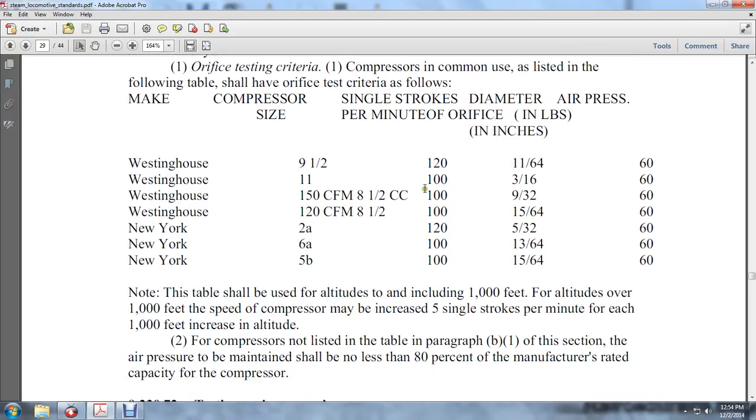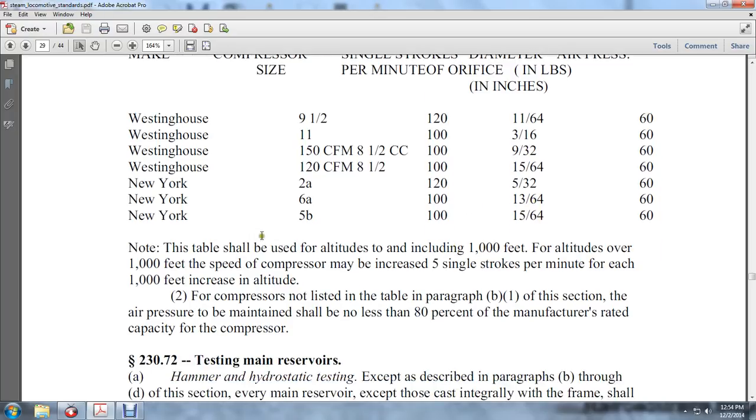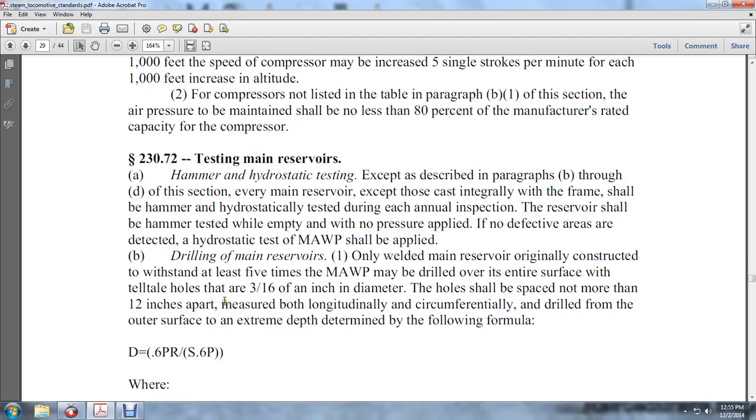The only jumps you see are in the New York and the Westinghouse at the very top, and the 2A and the 9.5 with 11/16ths and with 13/64ths. Note: this table should be adjusted for altitude. For altitudes over 1,000 feet, the compressor single strokes shall be increased by 5 strokes per minute for each 1,000 feet of increased altitude. For a compressor not listed in the table, the air pressure maintained shall not be less than 80% of the manufacturer's rated capacity of the compressor.